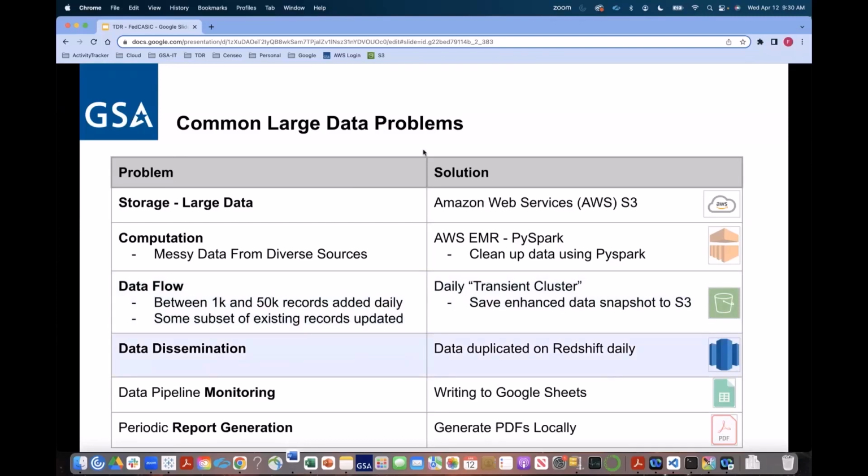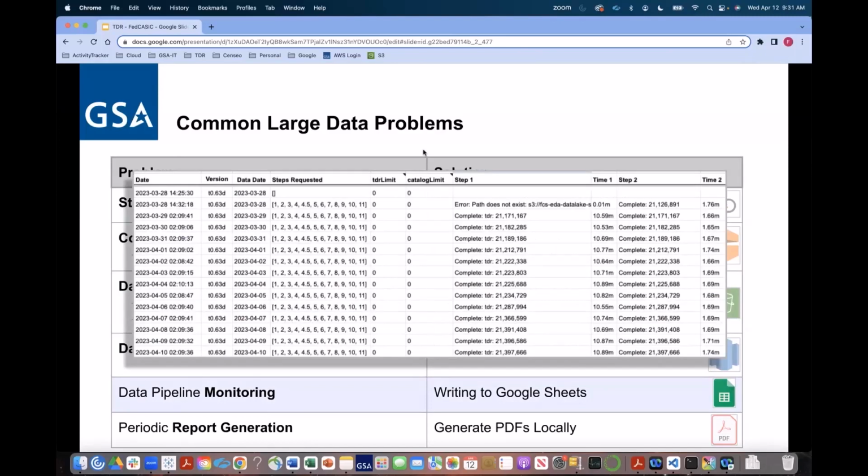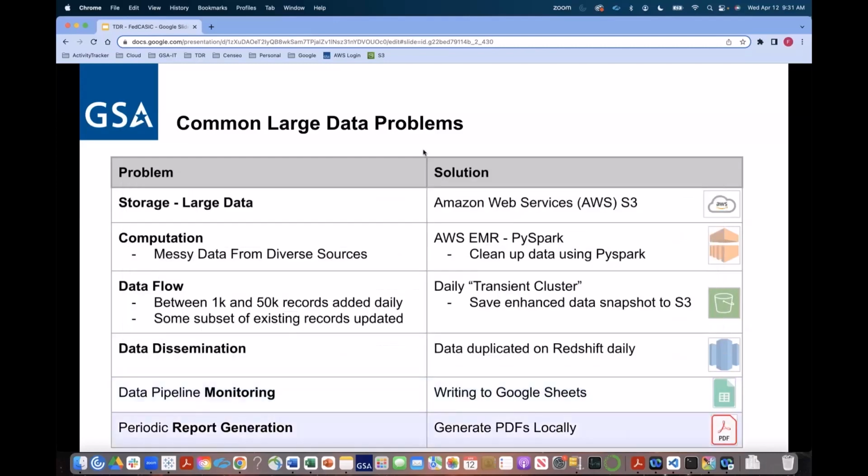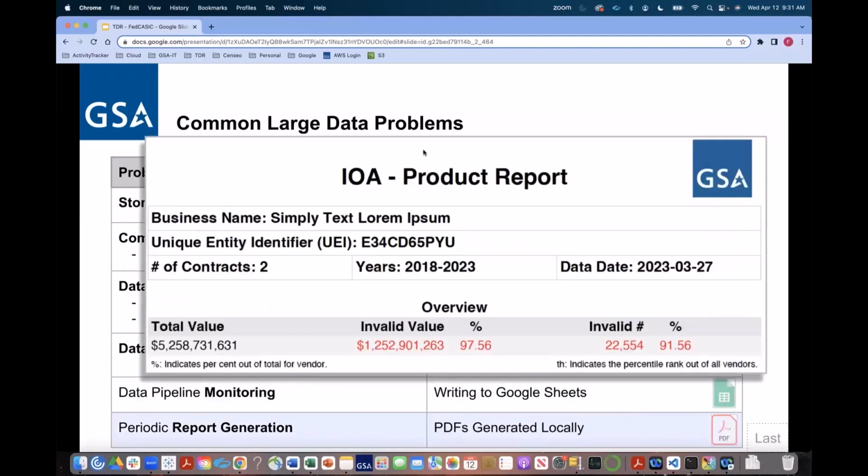In terms of data dissemination, once the data has been processed, it's duplicated on Redshift so that other departments or agencies could potentially access the data, assuming that they sign all the NDAs and everything appropriate. For data pipeline monitoring, we have it integrated with Google Sheets, and it produces a daily report every time it's run. And finally, we also have periodic PDF reports, which we use to reach out to vendors and communicate with them about potential issues in their data or with their submission process.